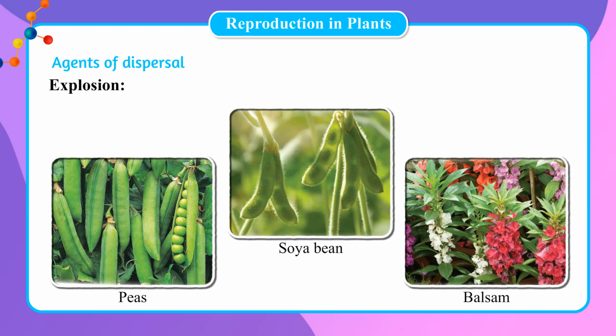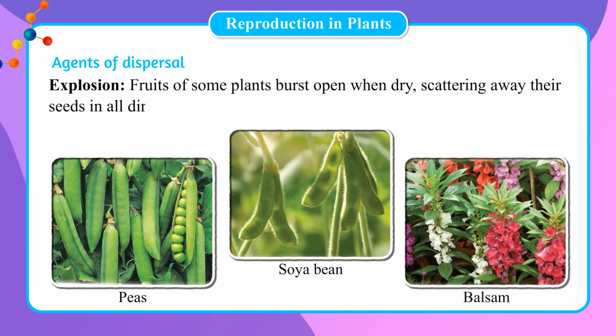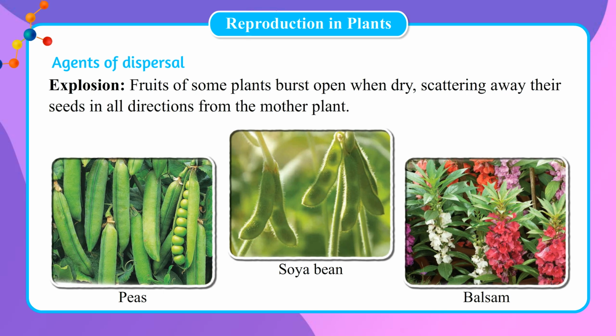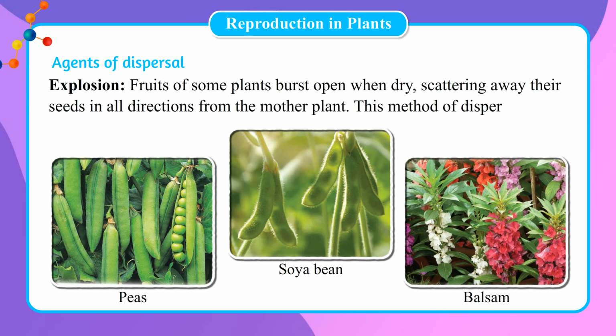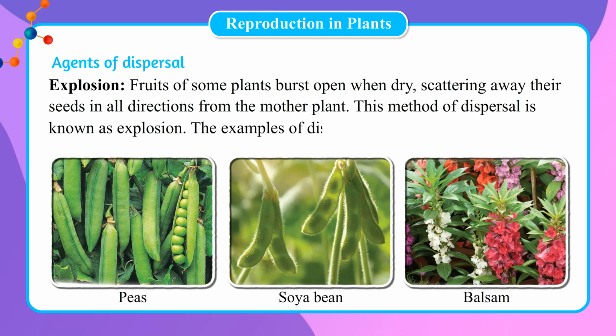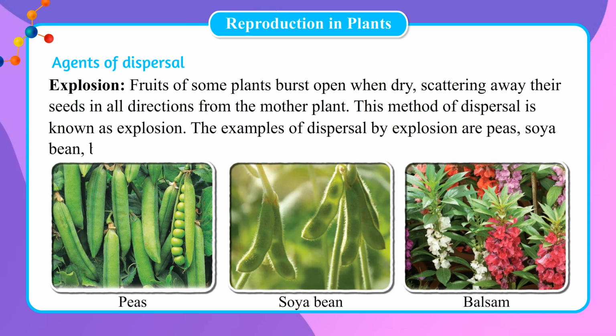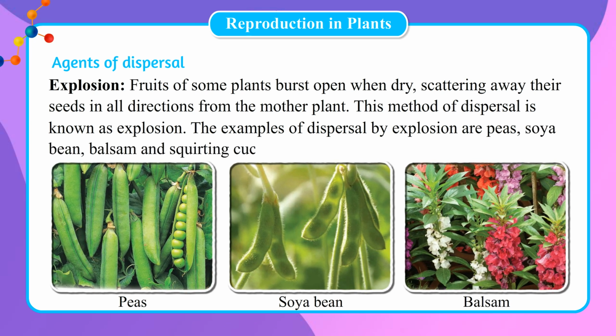Explosion. Fruits of some plants burst open when dry, scattering away their seeds in all directions from the mother plant. This method of dispersal is known as explosion. The examples of dispersal by explosion are peas, soya bean, balsam, and squirting cucumber.